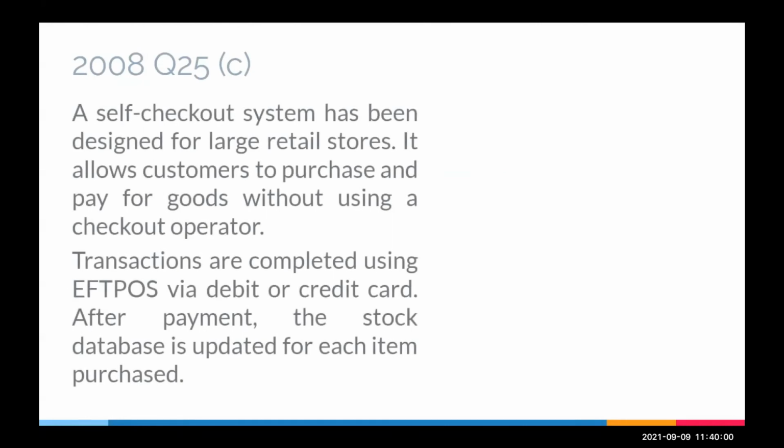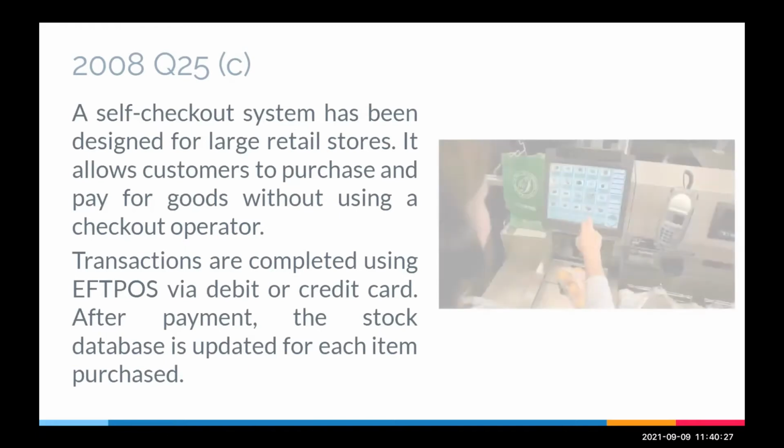2008, question 25C. It's a self-checkout system. Remember, I didn't get you guys to do a case study on self-checkout, but I think it's worth talking about it. The self-checkout system has been designed for large retail stores, allows customers to purchase and pay for goods without using a checkout operator. Transactions are completed using EFTPOS via debit or credit card. After payment, the stock database is updated for each item purchased. So you can see it's a bit of batched processing there.